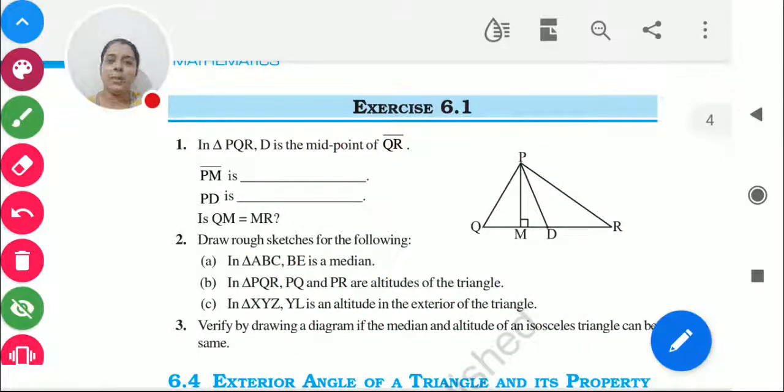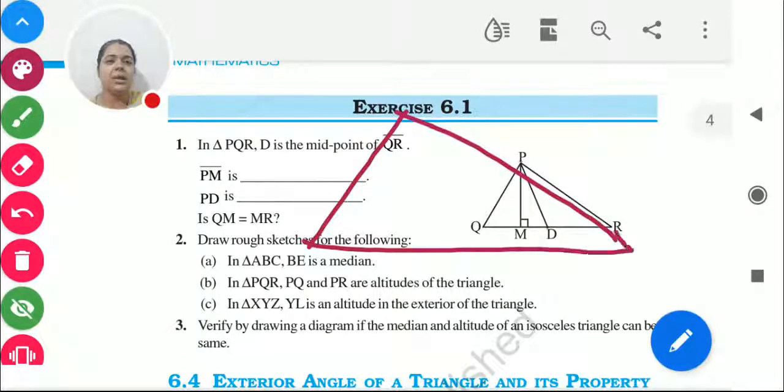Now, question number 2 and question number 3. Let's see question number 2. In triangle ABC, BE is a median. It is talking about a rough sketch, and a rough sketch is completely rough. So just see ABC as a triangle, and BE is a median. I assume this is E, which is in the center, dividing BC into two parts.